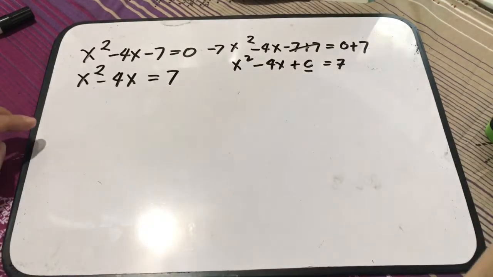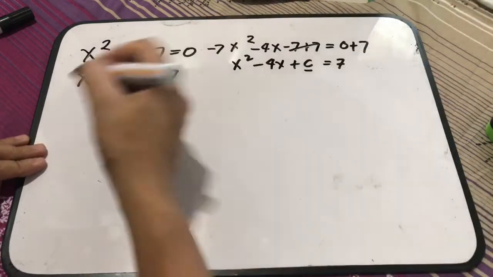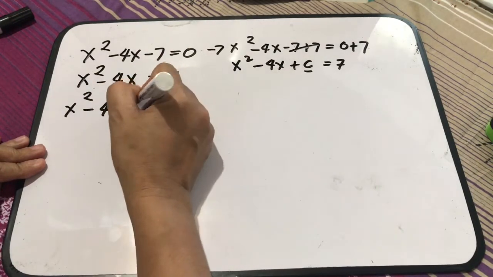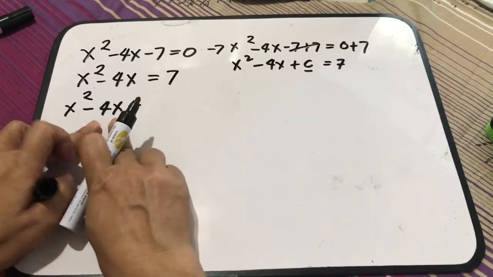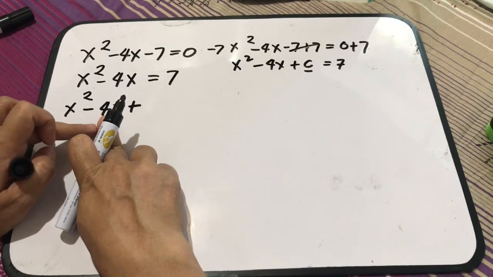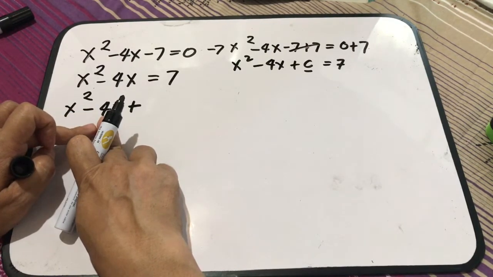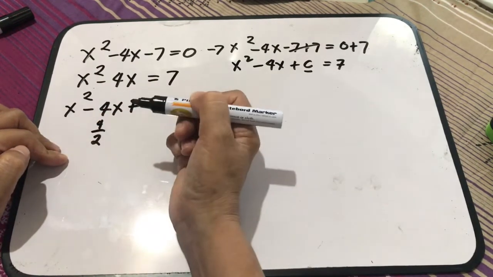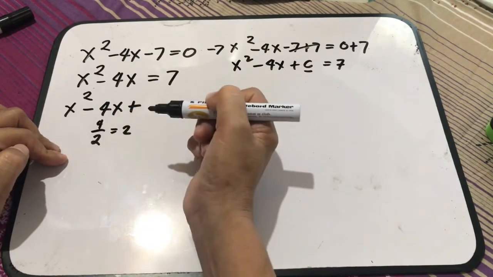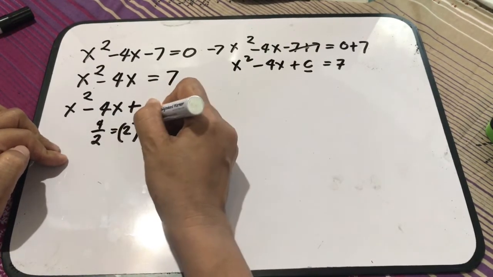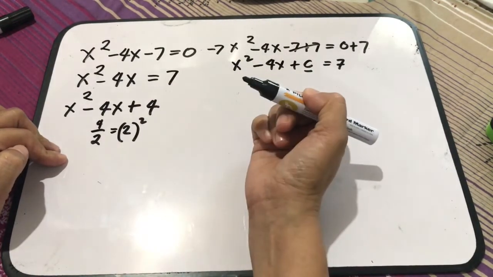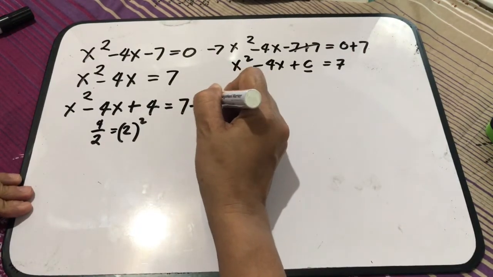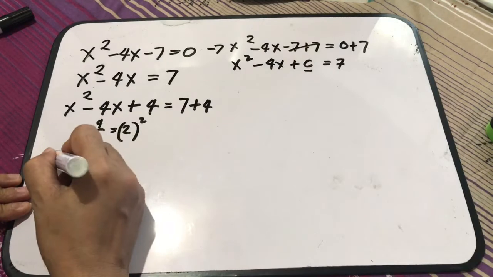Using the completing the square process, this will become x squared minus 4x plus a number. So we have to complete the square. Again, the coefficient of x, which is 4, we will divide by 2. Remember that 2 is constant. So 4 divided by 2 is equal to 2. Then we will square this, so this will become 4. So it equals 7 plus 4.